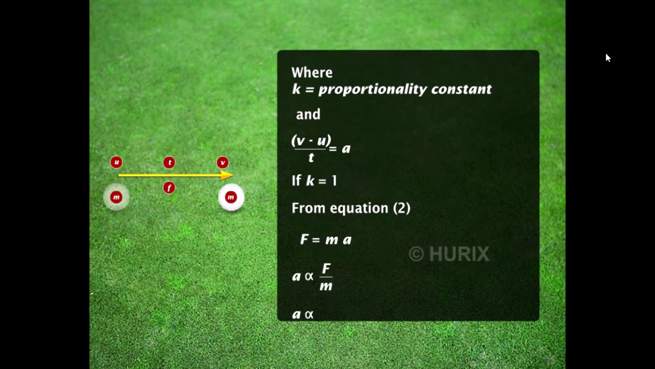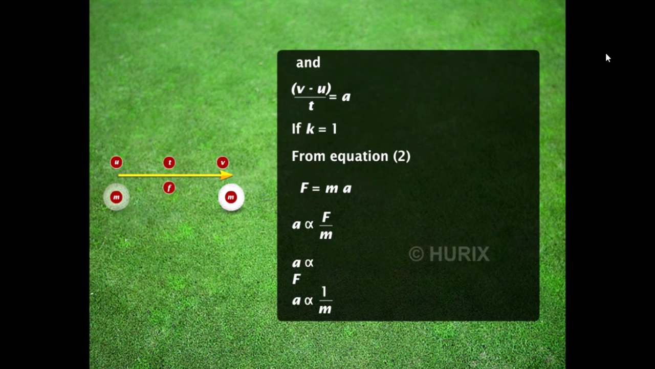In other words, the acceleration produced by an unbalanced force is directly proportional to the net force and inversely proportional to the mass of the object. The second law of motion gives us a method for measuring the force acting on an object as a product of its mass and acceleration.